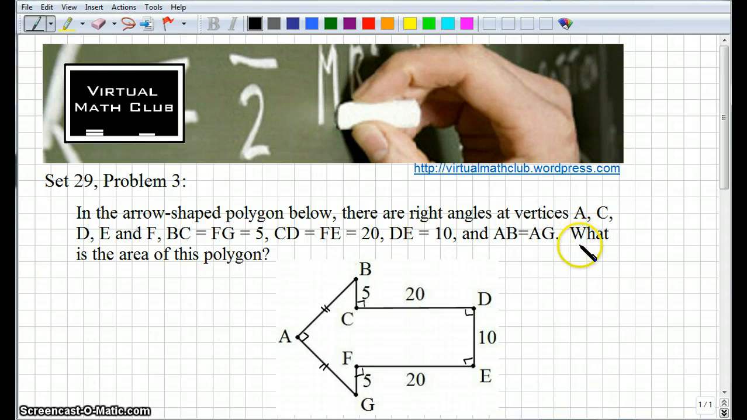And what is the area of this polygon? Well, this one's not too bad. Let's divide this figure up into 2 regions. If I draw a little dashed line here from C to F, you can see that this is just a rectangle, right? So figuring out the area of that is easy. You just take 20 times 10, and that gives us 200 for that area.